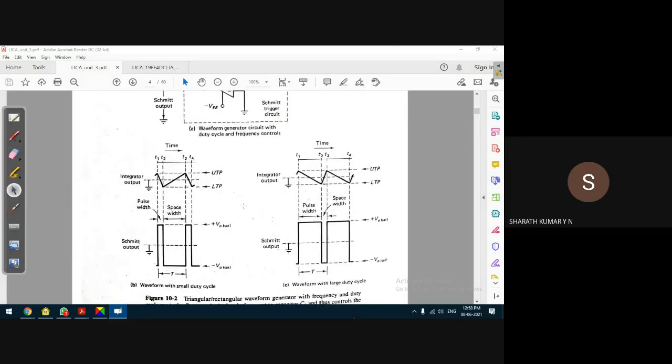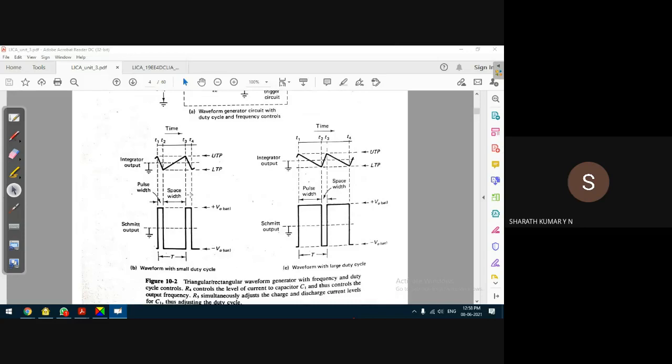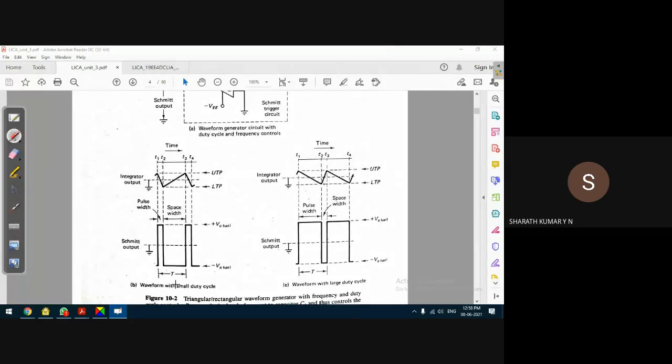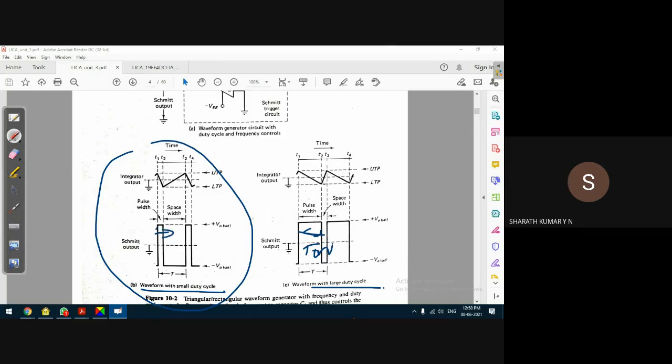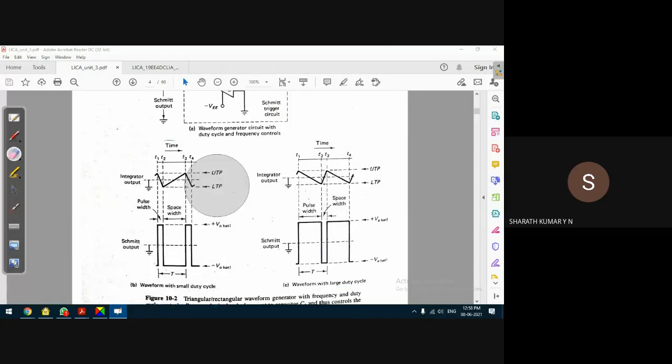Let us look at the waveforms. There are two modifications, one with respect to frequency as well as duty cycle. So this is with a smaller duty cycle. This waveform is for a larger duty cycle. There you can observe that T on is very large in this case, and in this case T on is very, very small. So smaller duty cycle, larger duty cycle. Okay, fine.